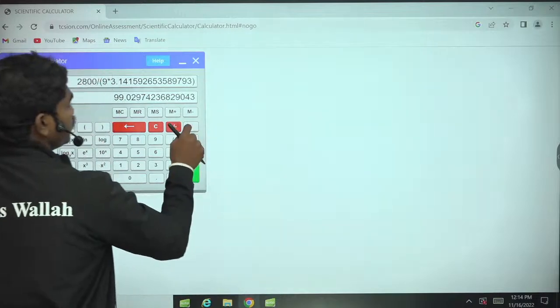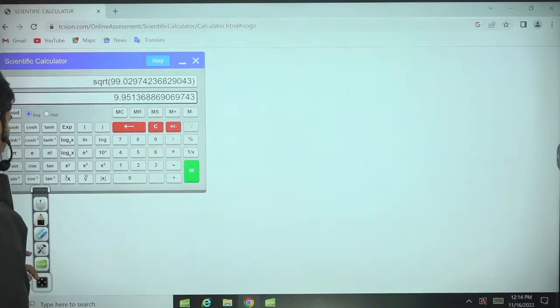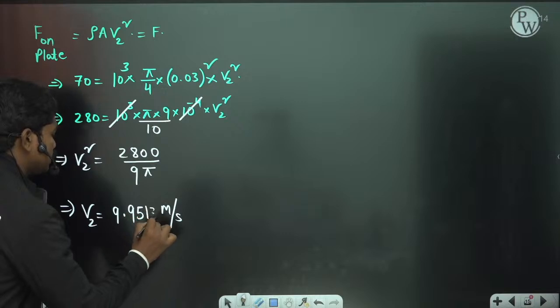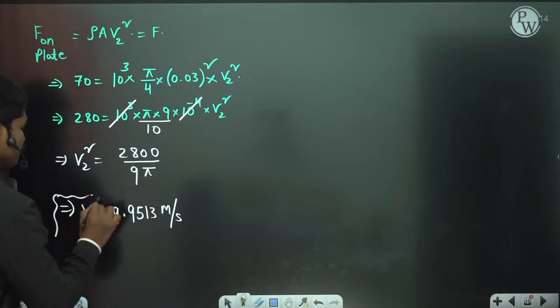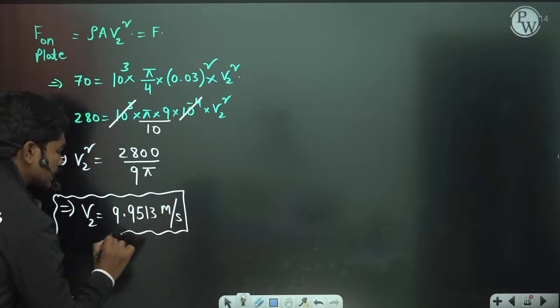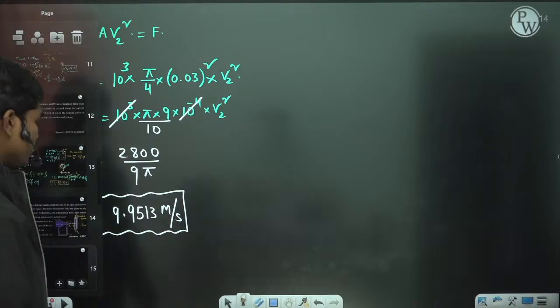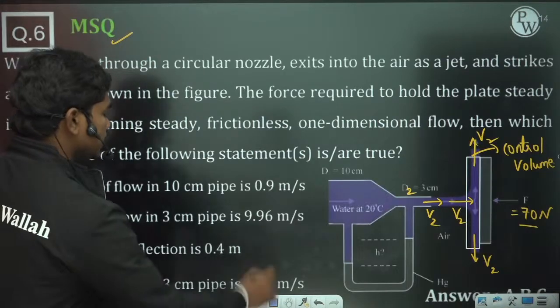Okay, so take the square root of this: 9.9513 meters per second. This is the velocity with which the jet is actually impinging the plate. So v2 is equal to 9.9513. Now let us check the options.